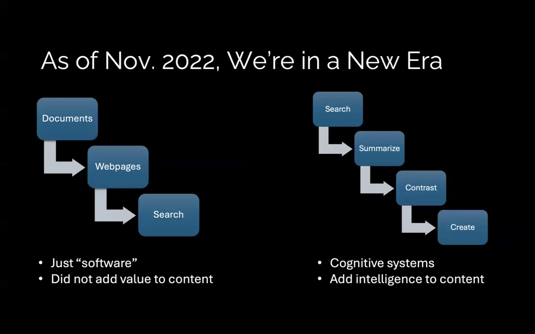You had documents to web pages to search, but it's still just software. It didn't add any value to the content. It just showed it to you. Cognitive systems: it's a word that if you haven't heard it before, you're going to hear it more. It is a way of thinking about what LLMs are, that they're doing something meaningfully different. We like to call it cognitive without calling it thinking because it's not quite the same. But what it will do is add intelligence to content. And that paradigm shift is going to take a while for us all to figure out.